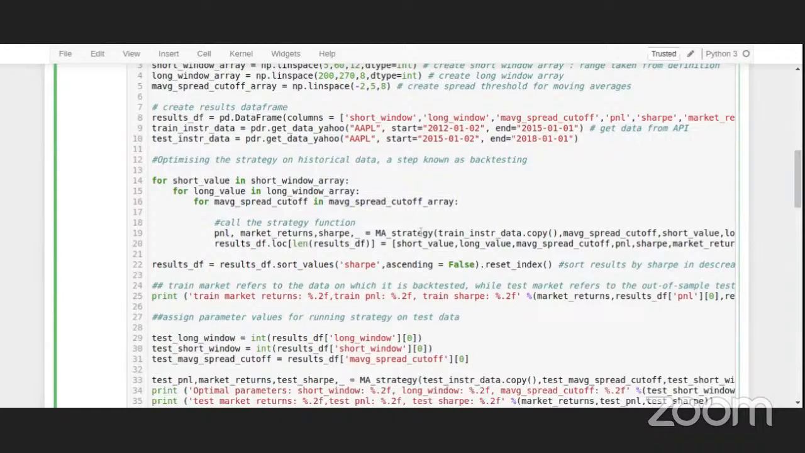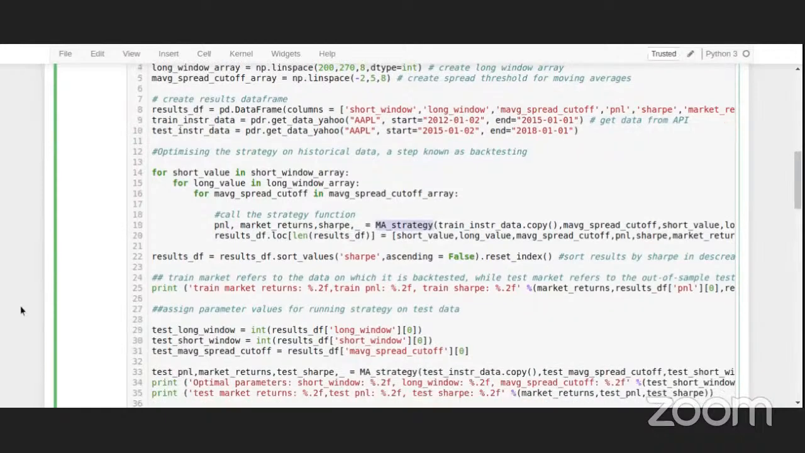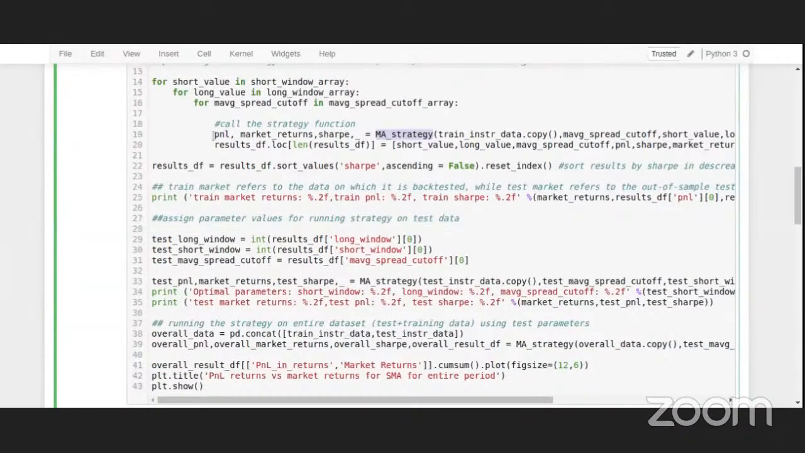Then we call our moving average strategy, and we get this output: PNL, market return, Sharpe, and then we ignore one output, the data. For that we have put an underscore. Then we insert all the output into this results_df data frame. So we have created a row here, and then we append that row to our data frame.